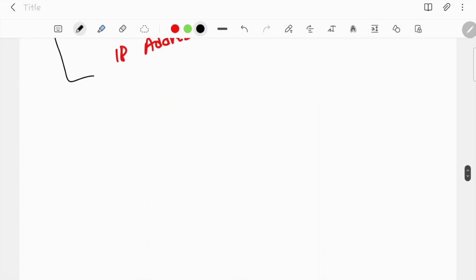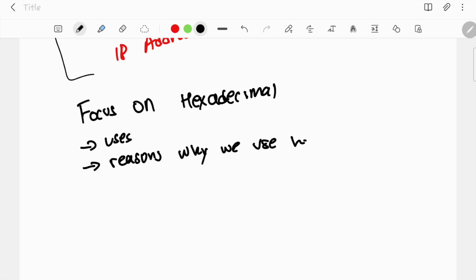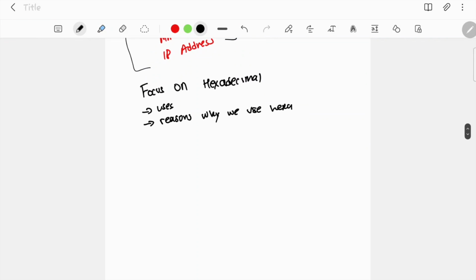You need to mainly focus on hexadecimal factors. Okay, so here with hexadecimal factors, you need to look at the uses of hexadecimal, reasons why we use hexadecimal, and all stuff like that. Okay, that's the main two things that we need to know about it. Let's go over to the next topic.